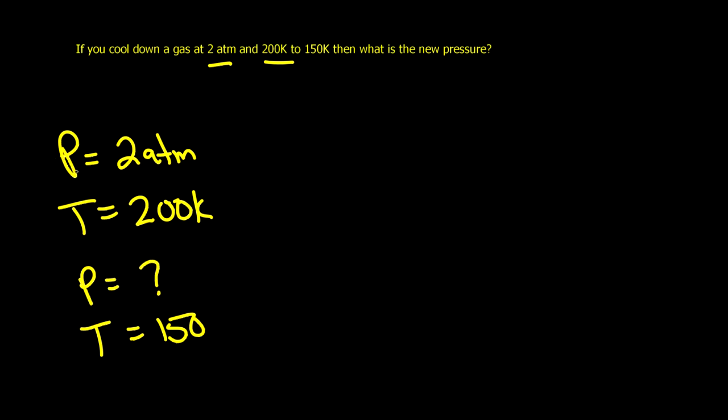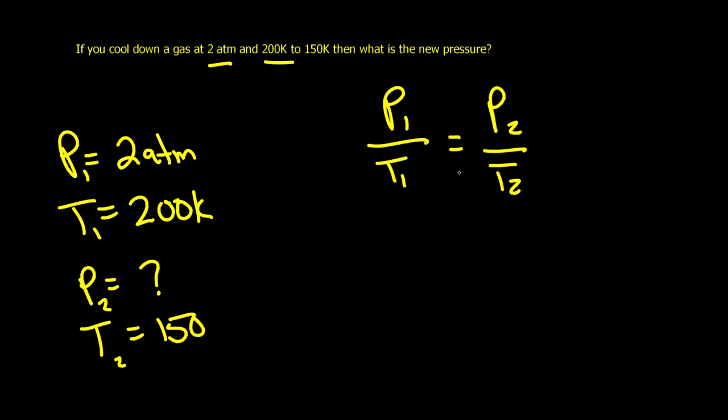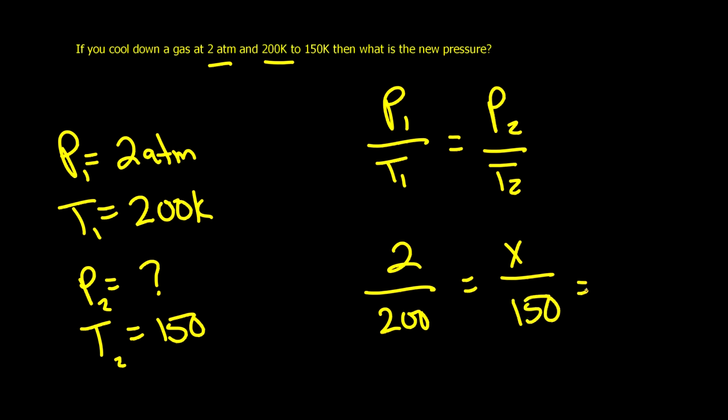Since these two variables go together, I'm calling that P1 and T1. That makes this P2 and T2. And our formula was pressure 1 over temperature 1 is equal to pressure 2 over temperature 2. Now take those variables and plug it in. So P1 is 2, temperature 1 is 200. P2 is X, and temperature 2 is 150.